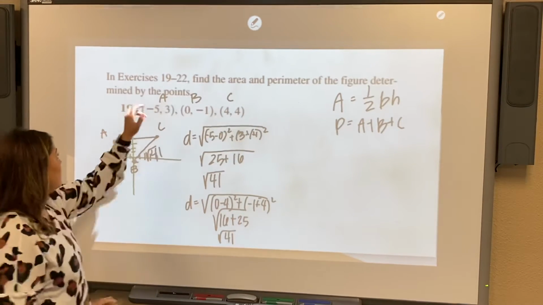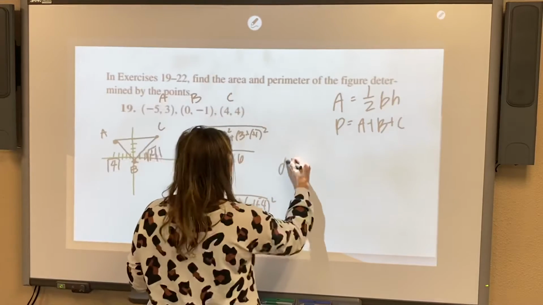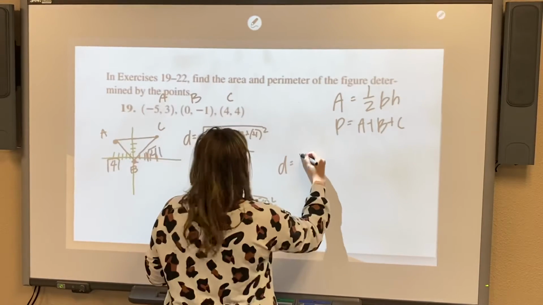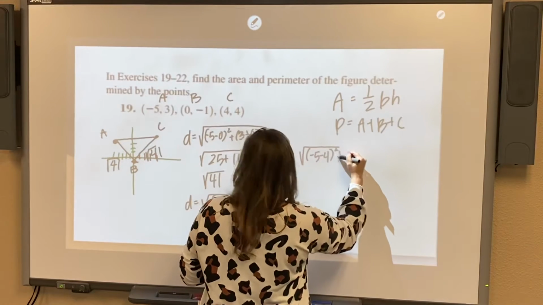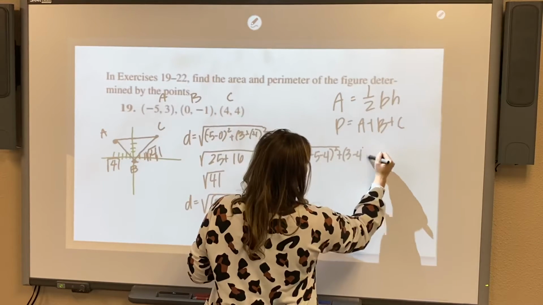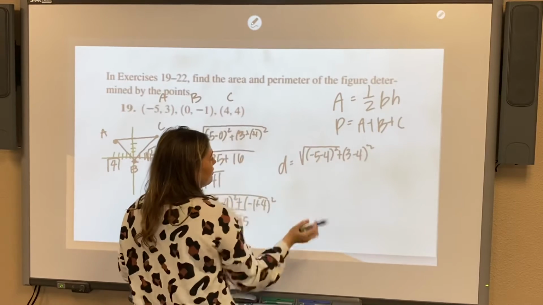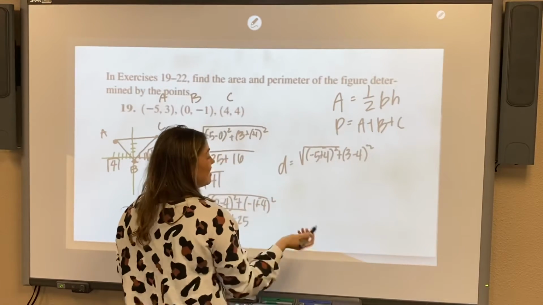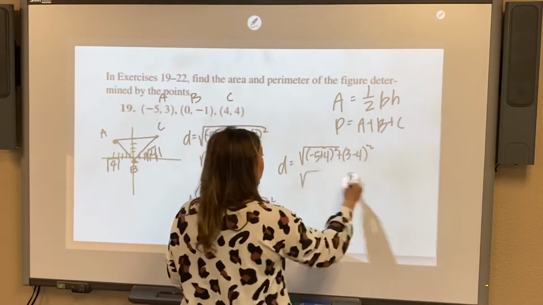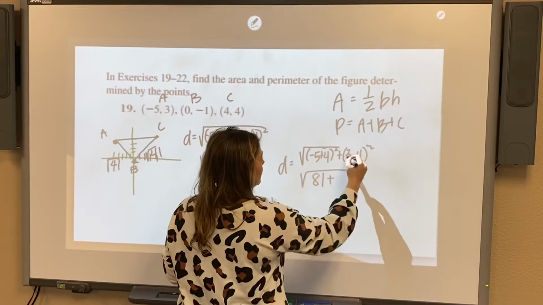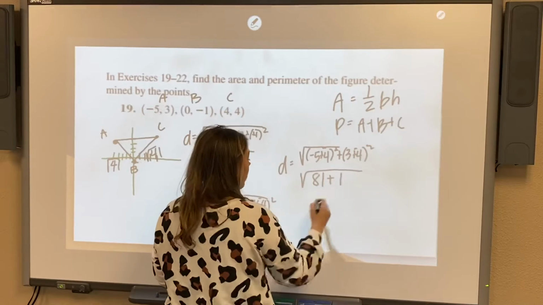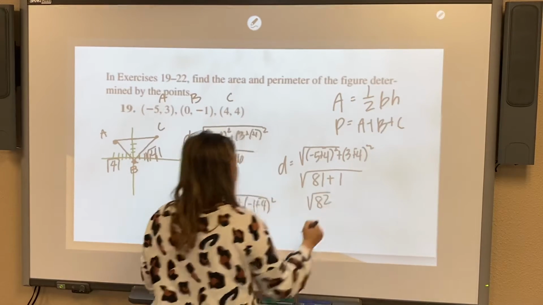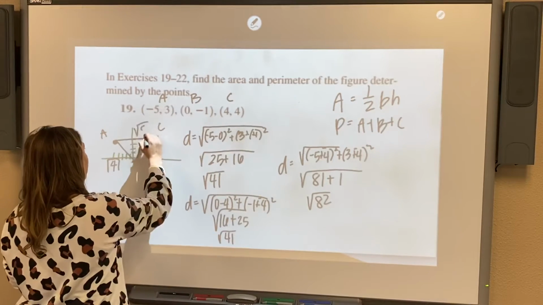Okay, now let's find between A and C. So we have distance is equal to square root of negative 5 minus 4 squared plus 3 minus 4 squared. Okay, negative 5 minus 4, keep, change, change, that's negative 9. Negative 9 squared is 81. Plus, keep, change, change, negative 1 squared is 1. 81 plus 1 is the square root of 82. Okay, so this is the square root of 82.